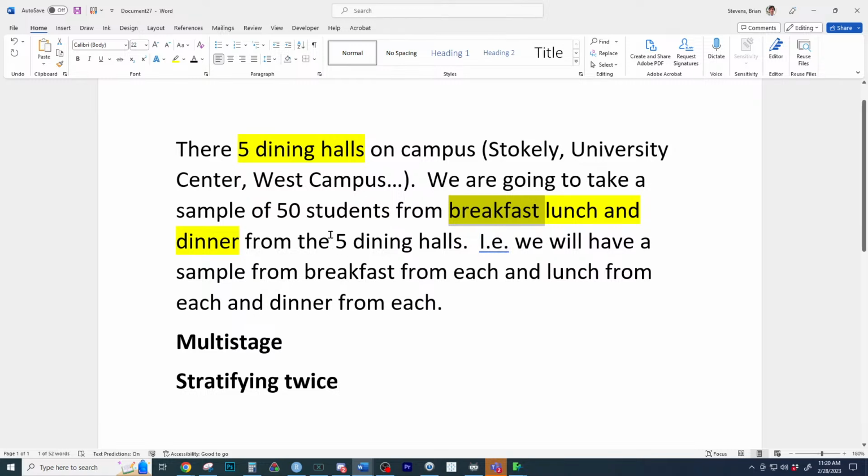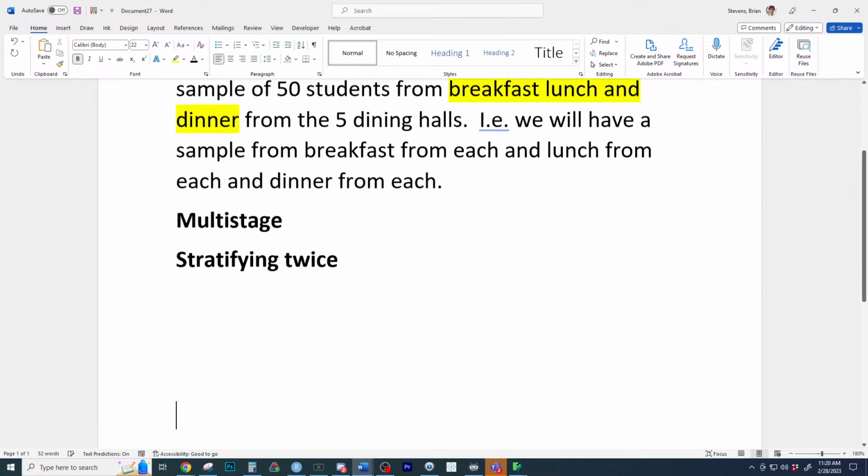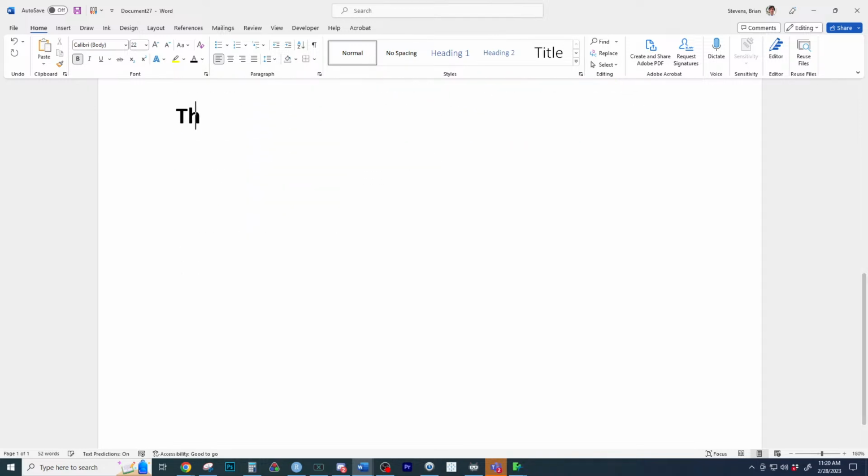We're just going to go in and find 50 random students at each time and speak to them. So although this says 15, you'd be like, well, but isn't that a cluster? If this was cluster, it would say something more like this, which would not be a good sampling method. There are 5 dining halls.